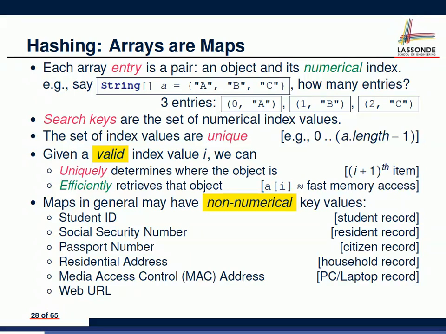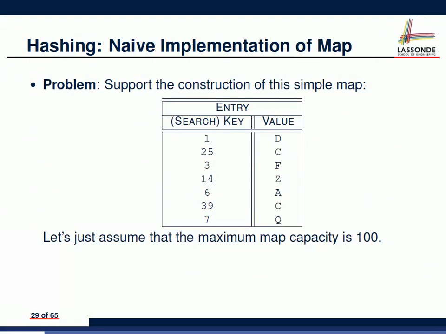So now, here's the plan. I'll let you consider this problem based on what you have learned, assuming that you know nothing about hash tables. Let's say we want to support the construction of this simple map. We want to insert 7 entries. The first one will be 1D, and then 25C, and then 3F, etc. We've got 7 entries. Now the maximum capacity for the map will be up to 100. So how can we implement this?